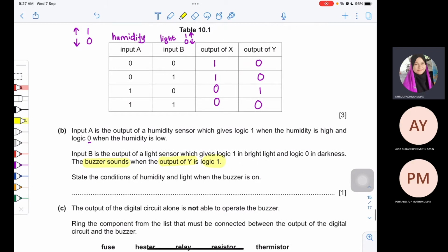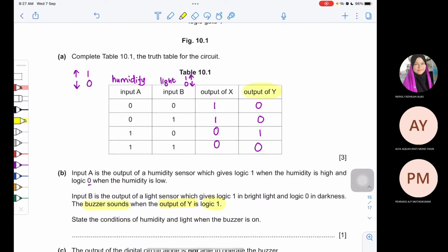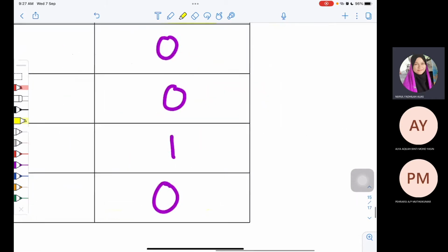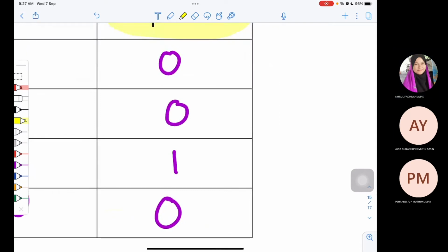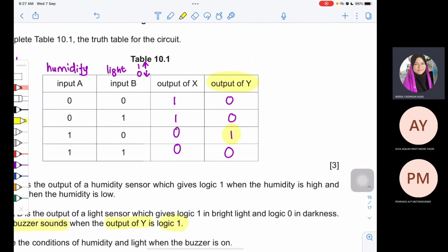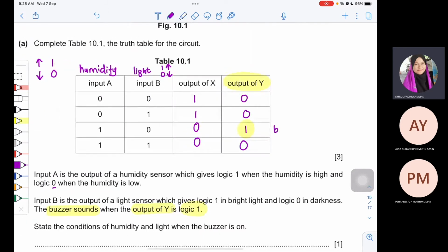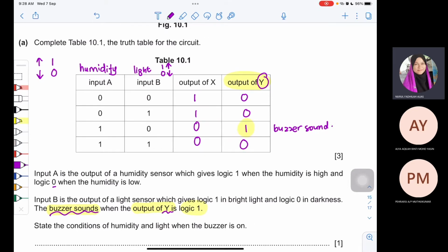Okay, where is output of Y? This one. Jadi dekat sini, bila dia buzzer berbunyi? Bila the output is 1. So, here we write buzzer sound. Sebab dia kata kat sini kan, buzzer sounds when output Y is 1. So, this is Y and this is number 1.